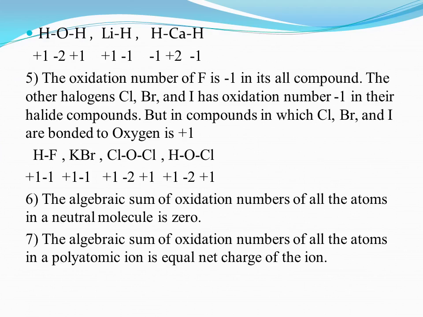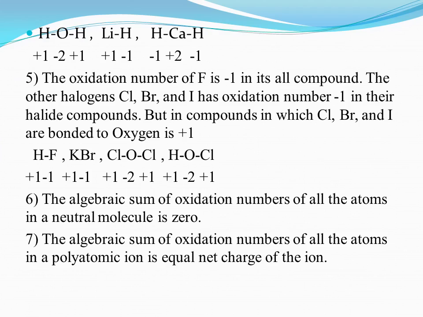-1. Fifth rule, the oxidation number of fluorine is -1 in all its compounds. The other halogens, chlorine, bromine and iodine, have oxidation number -1 in their halide compounds. But in compounds in which chlorine, bromine and iodine are bonded to oxygen, it is positive. Example, in HF, the oxidation number of F is -1. In KBr, the oxidation number of bromine is -1. In ClOCl, the oxidation number of Cl is +1. In HOCl, the oxidation number is +1.